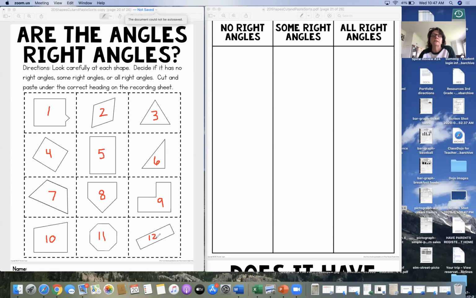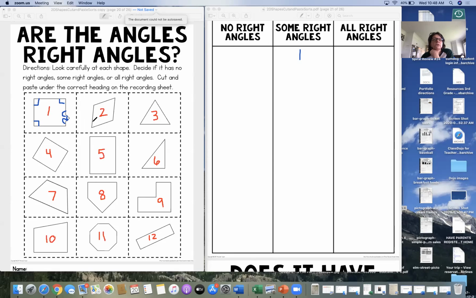Okay, we're going to look at each one of these polygons, and we're going to determine if it has no right angles, some right angles, or all right angles. So we'll start with number 1, and I certainly see some right angles there. For example, this is a right angle, square corner. This is a right angle, square corner. This is a right angle. So it looks to me like it has all right angles until I get to this area here. And now I've got this little angle here, and then I've got a great big angle here, and another big angle here. So if we have to determine which column this is going to go in, number one has some right angles because it has 4 right angles and then it has 3 that are not right angles. So go ahead and glue your shape there, or you can just write number 1 in some right angles.